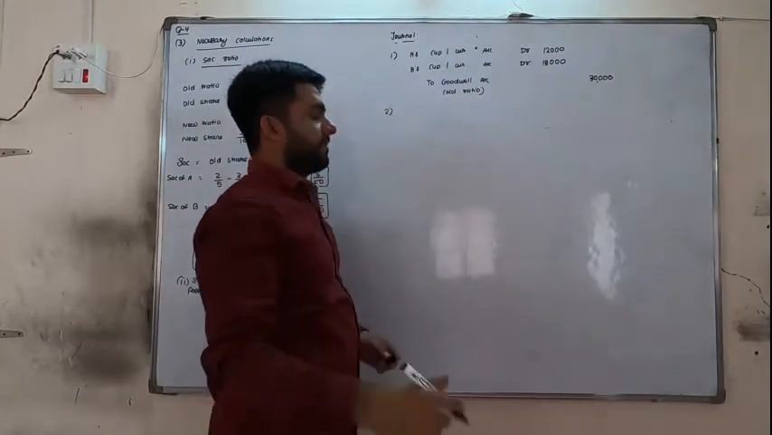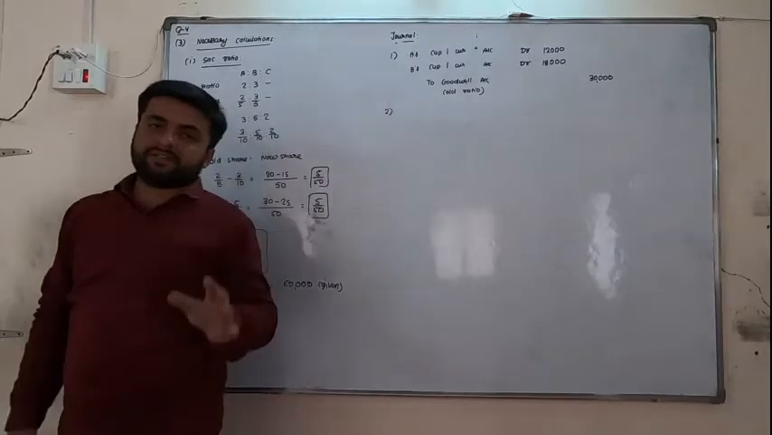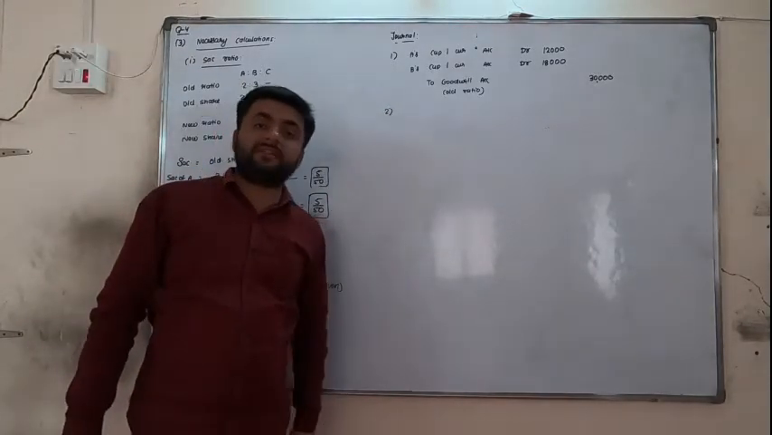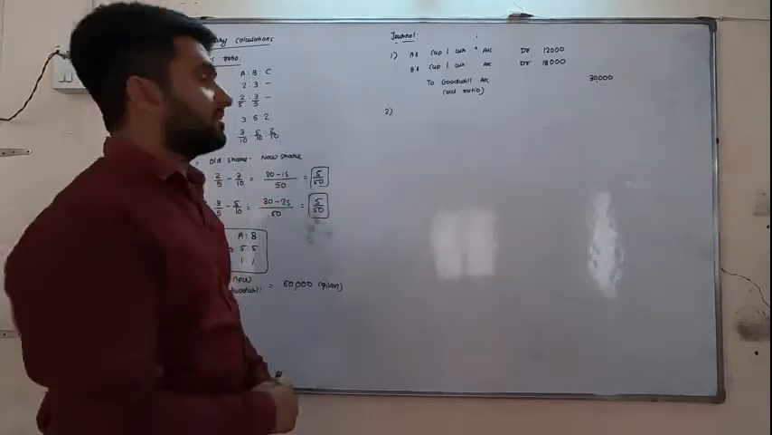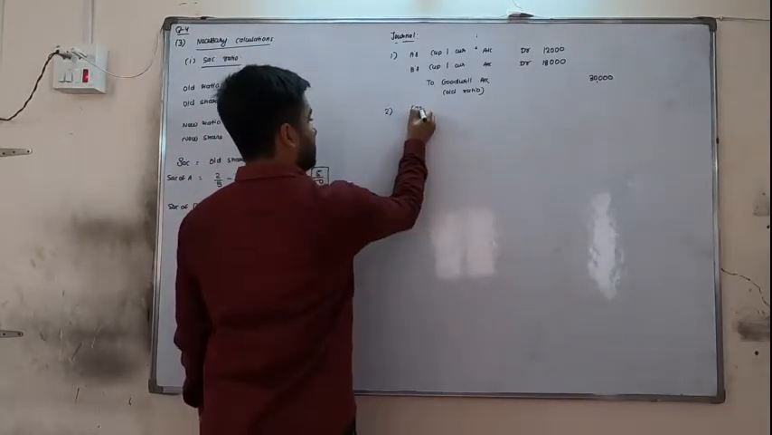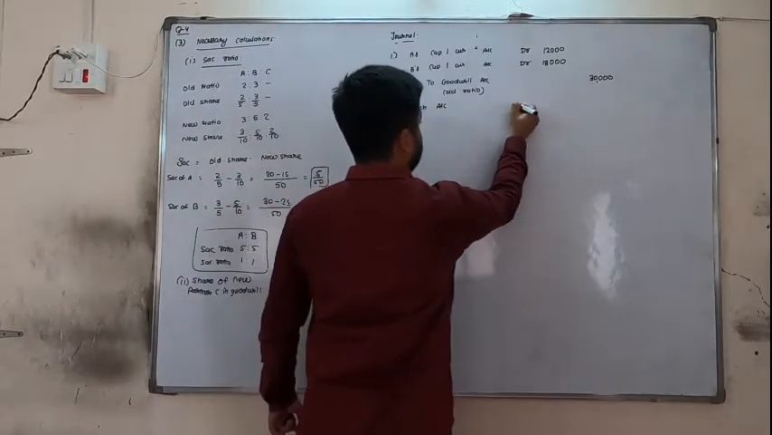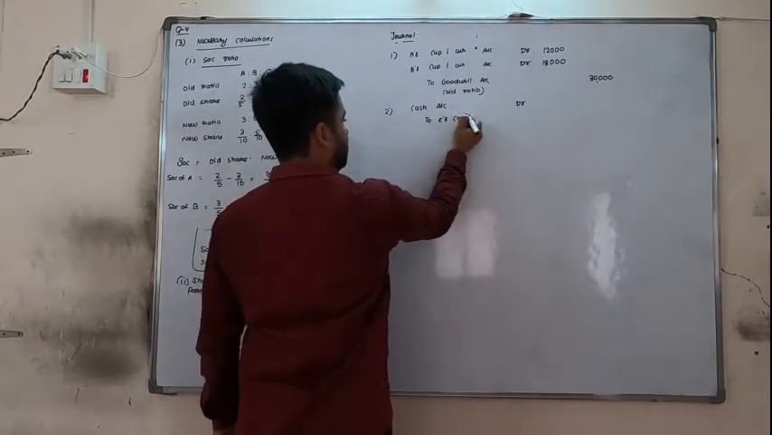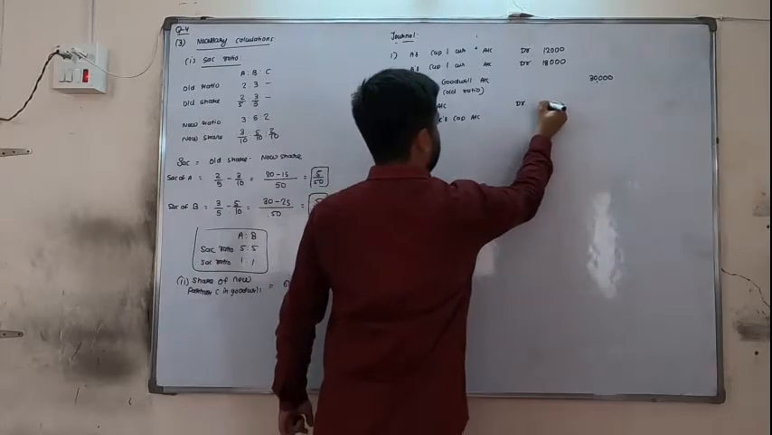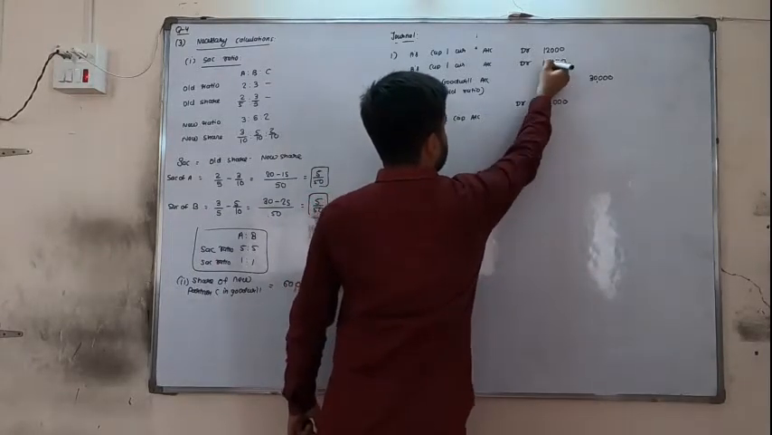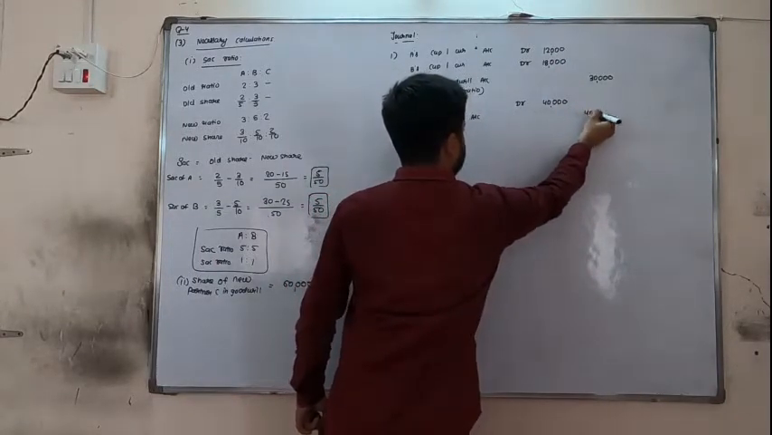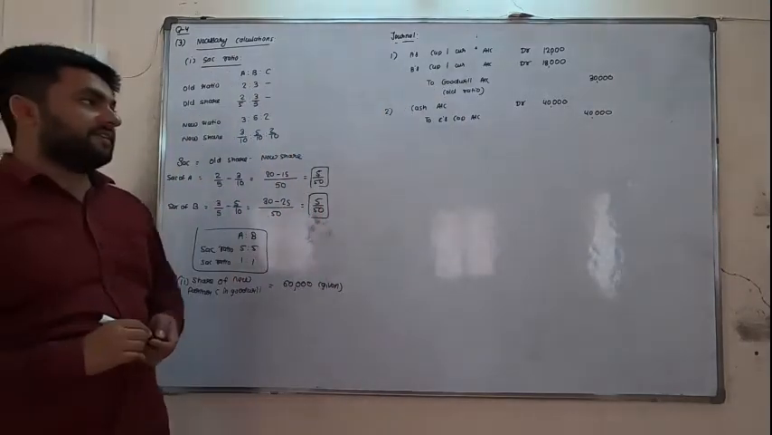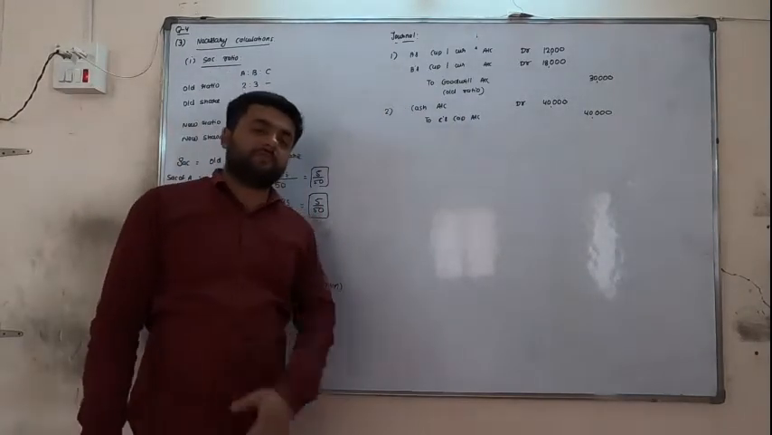Number 2. As per the format, first entry is for writing off the old goodwill. Second entry is for bringing the capital. C is bringing 40,000 as capital, as cash. So cash account debit to C's capital account 40,000.